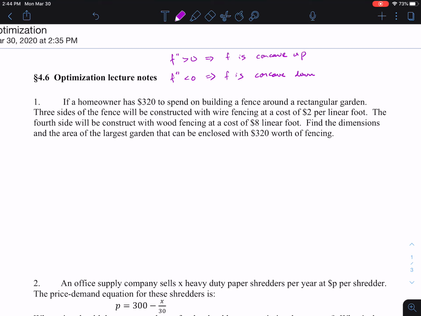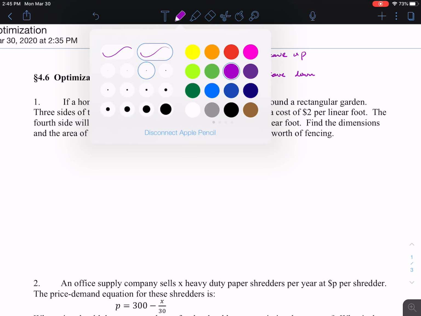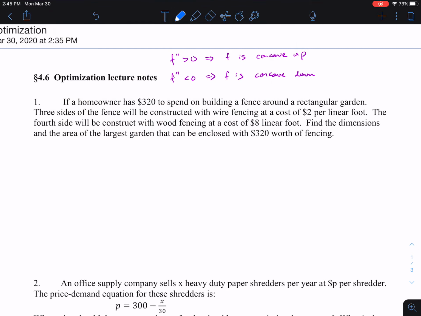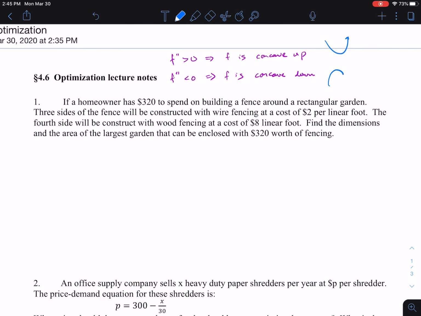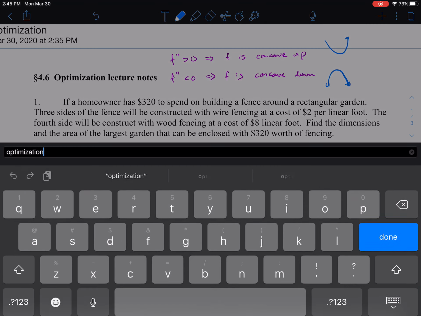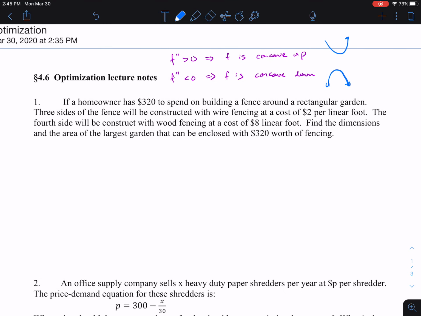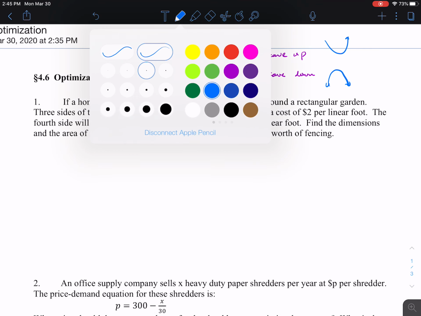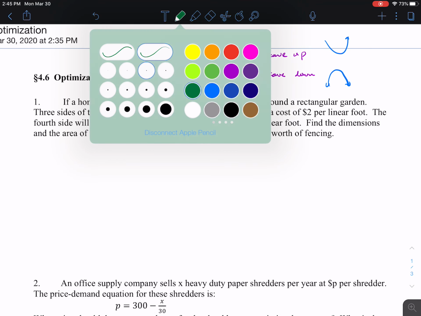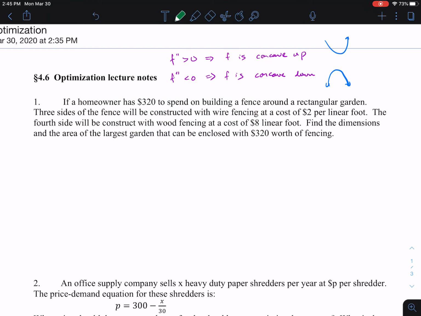Concave up looks like this here. If you have a graph that behaves like this, it's concave up, and here's concave down. In 4.1, we learned that with this type of behavior, we can look at what value of x is called the critical value, which gives the extrema. In this case, we have a minimum, and this would be the max.